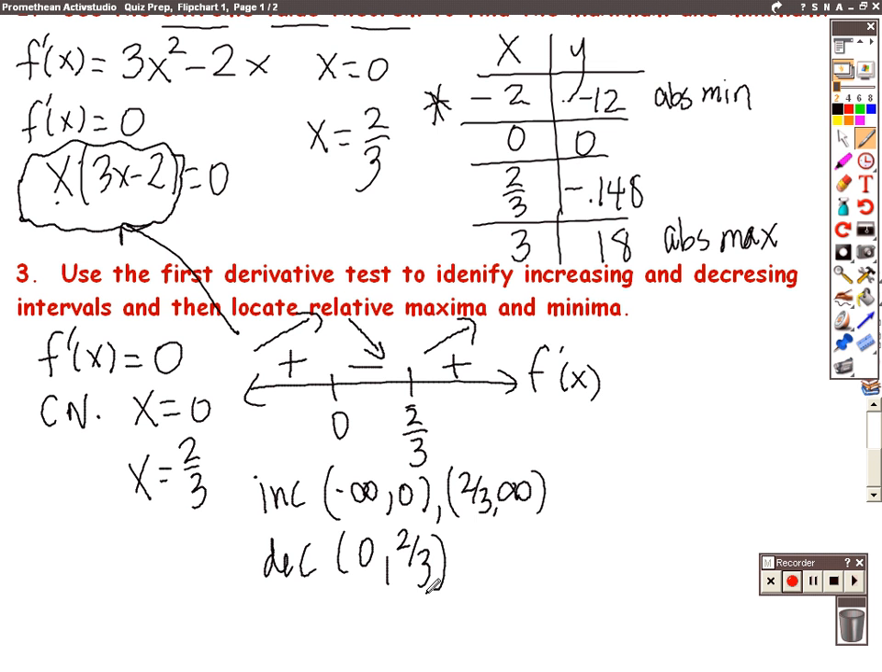We have a local maximum occurs at x. Again, space-wise, I can't write the whole sentence, but you write the sentence. Local maximum occurs at x equal to 0 and is, we know the output for 0 on the original function is 0. And then you're going to write because the first derivative changes from positive to negative at that value. So you got to write the whole thing.